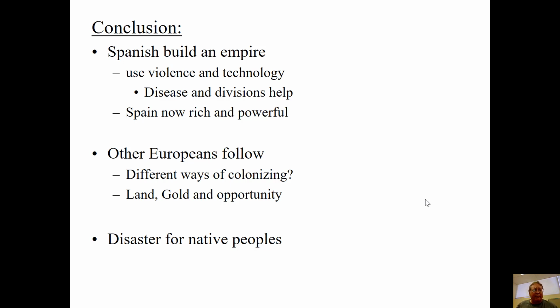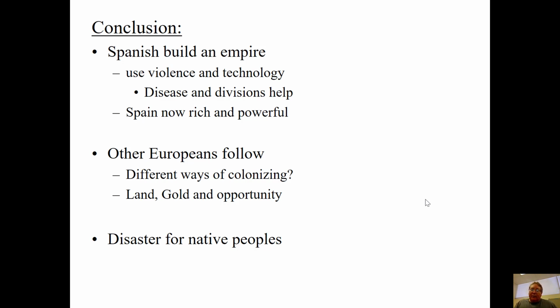So a couple things to keep in mind here. First of all, the Spanish show what's possible, that you can build a huge empire that can totally change your fortunes. And they show that with the advantages of disease, technology, and animals that Native Americans don't have, if you're willing to be violent, you can take over almost anything you want. You just have to have enough numbers and at least get some Native allies on your side if you don't have the numbers. Other Europeans are going to follow, sometimes following the Spanish model, sometimes finding their own way based on what works best for them.